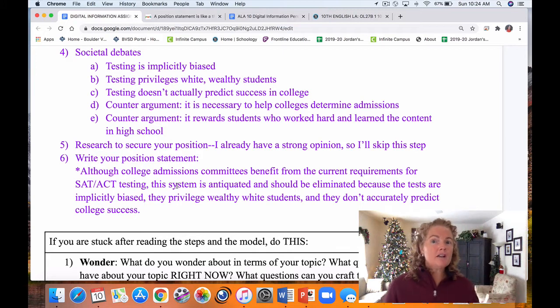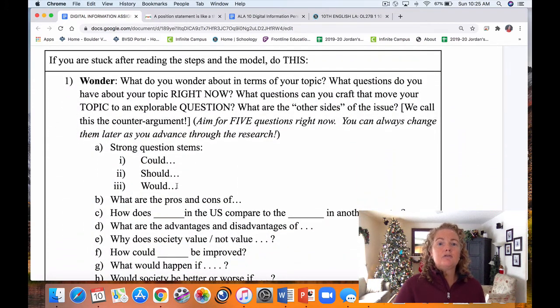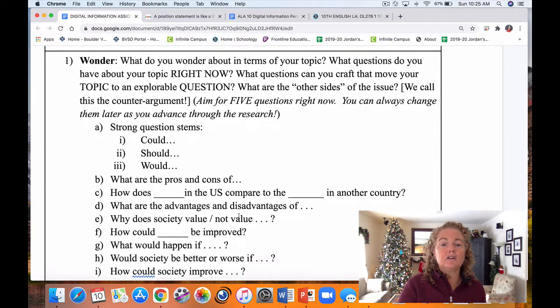Now, if all of that still doesn't land with you, if you're still like, I don't quite get how I'm supposed to roll here, then I've created a new space for you to do these things. There's a whole space for you to wonder. So if you don't have a position on something and you don't know how to get to a position on something, go into this box and you're going to do all of these things.